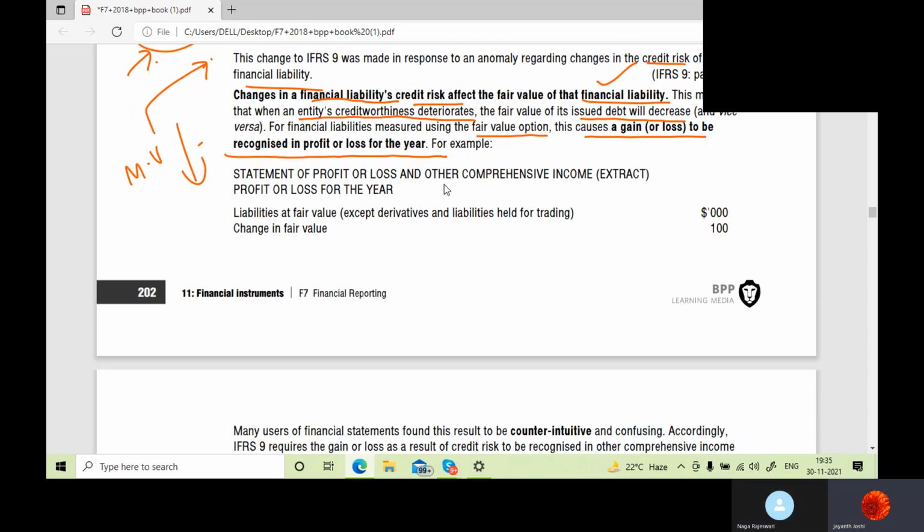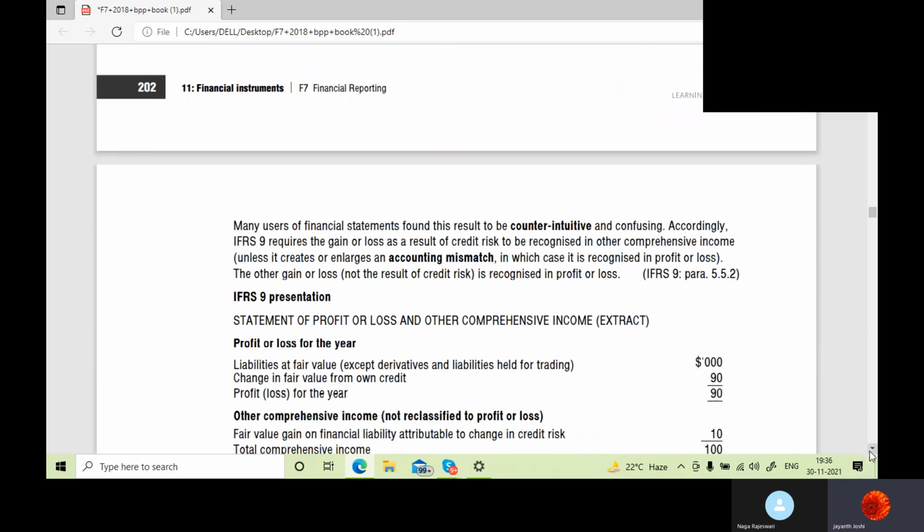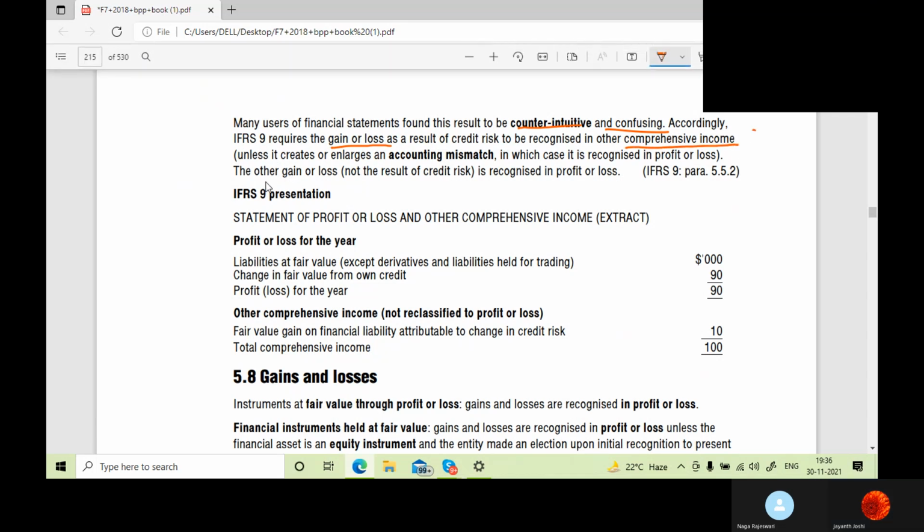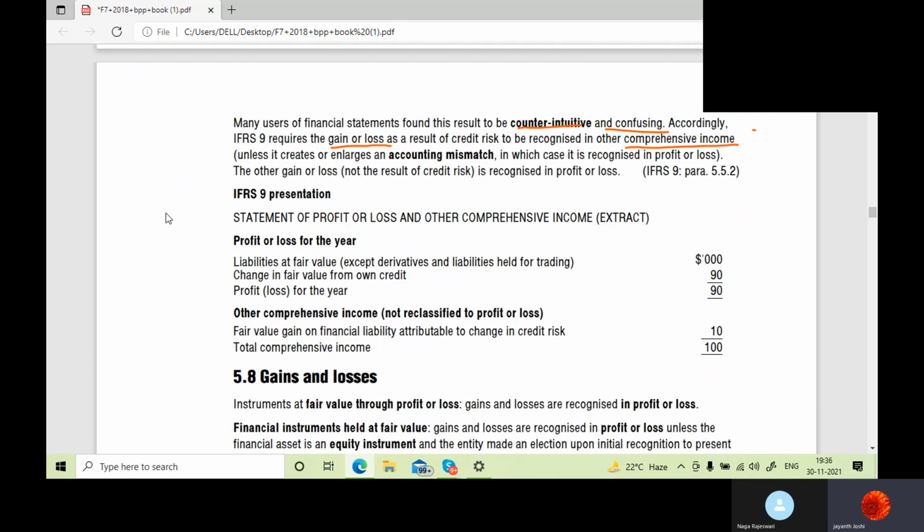In the statement of profit or loss and other comprehensive income, liabilities at fair value, except derivatives and liabilities held for trading purposes, the change in fair value we are showing in P&L. That's it. Many users of financial statements found this result to be counterintuitive and confusing. Accordingly, IFRS 9 requires the gain or loss as a result of credit risk to be recognized in OCI, because it is of a non-realizable nature.